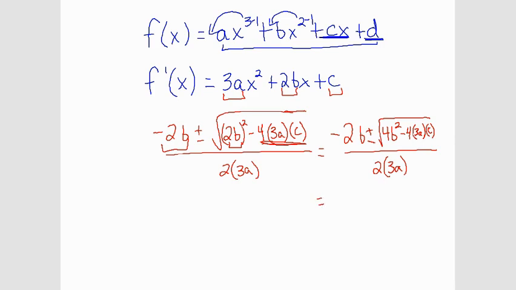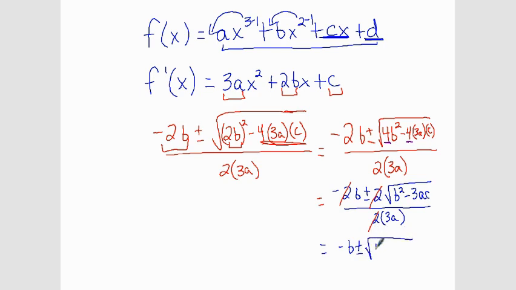Notice we have a 4 in common. Not only can I factor that 4 out, I can then also take the square root of 4, and we get negative 2b plus or minus 2 root b squared minus 3ac, all divided by 2 times 3a. Now, you could have still simplified 2 times 3a if you wanted to. It's not a big deal, but it's easier to see: cancel that, cancel that, cancel that, and we're left with a final form of negative b plus or minus the square root of b squared minus 3ac all over 3a.